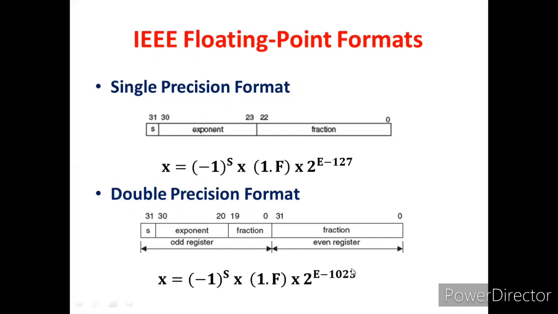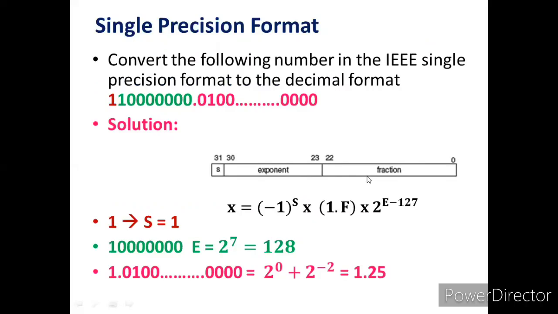Here it is 11 bits, so 0 to 10. 2 raised to 10 is 1024, so 0 to 1023 we are writing. So it is E minus 1023. Now let us see a few examples for single precision format and double precision format.